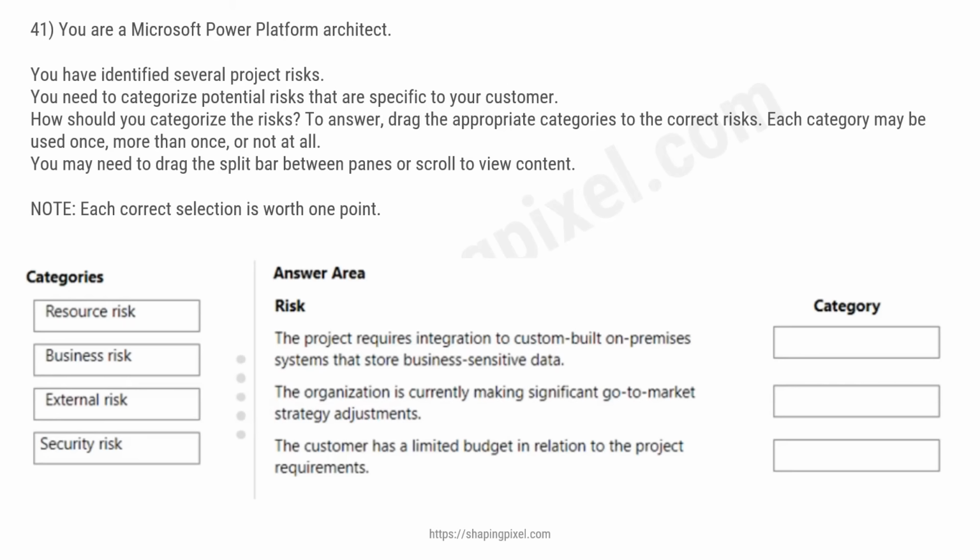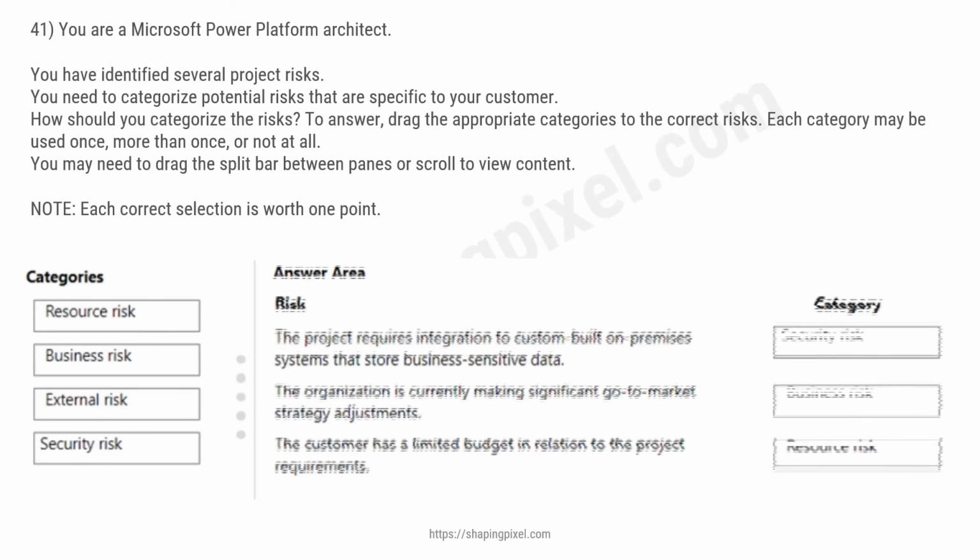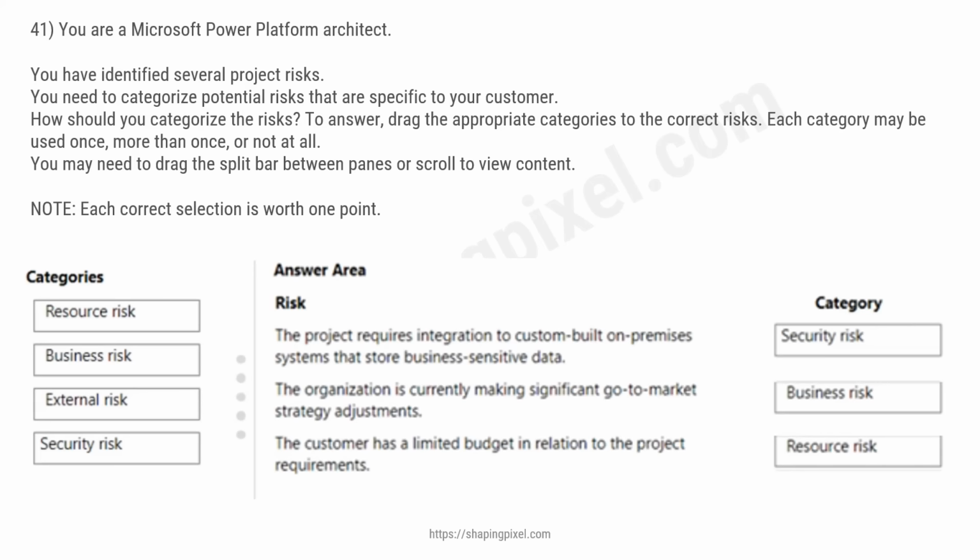So the right categories for the risks are: the project requires integration to custom-built on-premises systems that store business sensitive data. We have security risk. The organization is currently making significant go-to-market strategy adjustments. We have business risk. The customer has a limited budget in relation to the project requirements. We have resource risk.